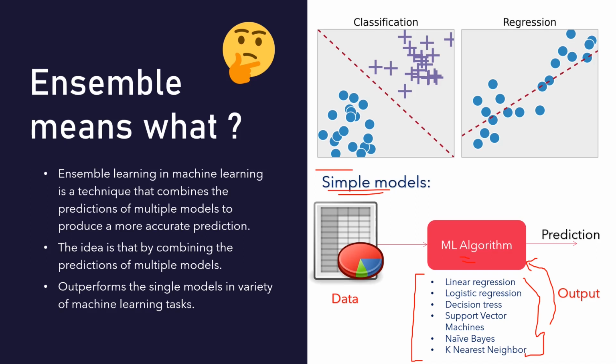Ensembling is a technique that combines the predictions of multiple models, so more than one model, to produce a more accurate prediction. It also outperforms single models. In some machine learning problems, not all of them, but in some, it has been seen that the ensemble based approach outperforms simple machine learning based models. That's the importance of ensembling.